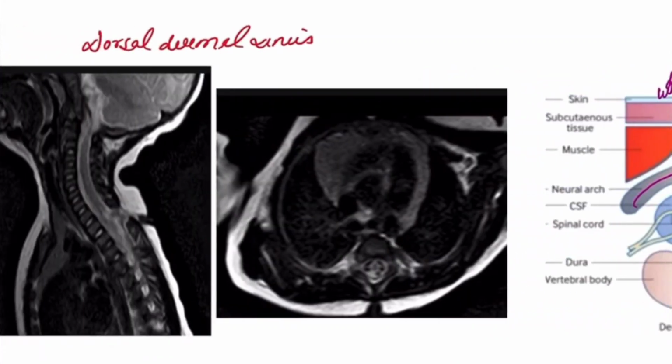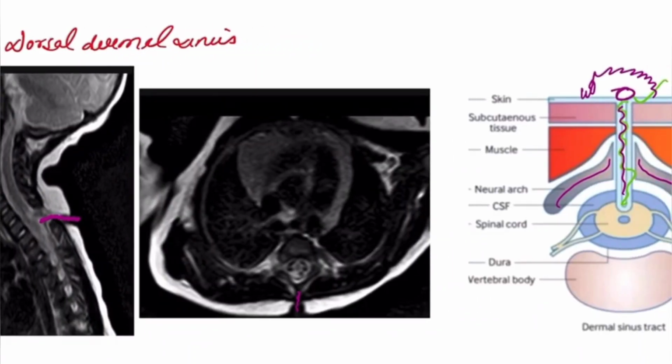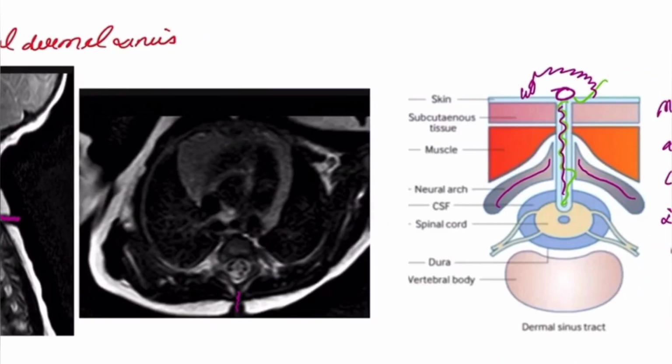So dorsal dermal sinus, how to visualize this on sagittal and axial images? In this case you can see a T2 hypointense tract from the skin and subcutaneous tissue to a defect in the posterior element, and it is seen going within the dura. We have to look at what level this dorsal dermal sinus tract is terminating.